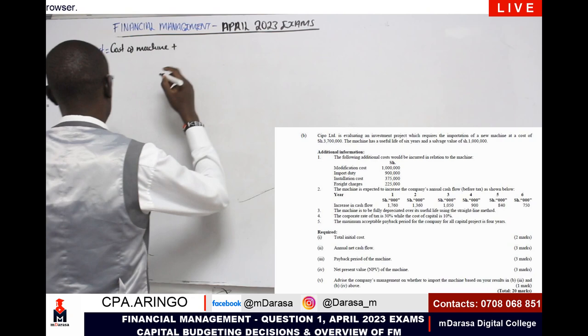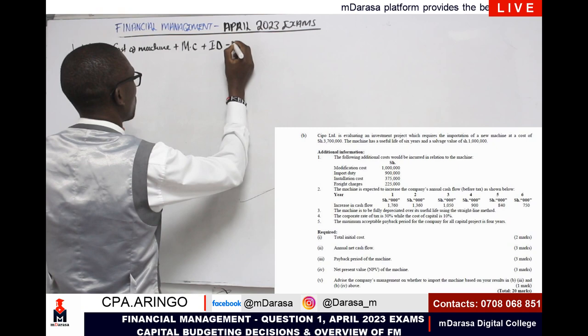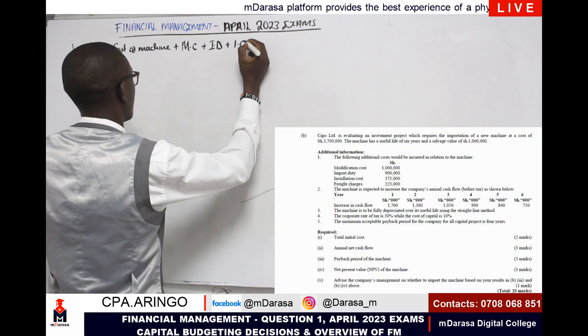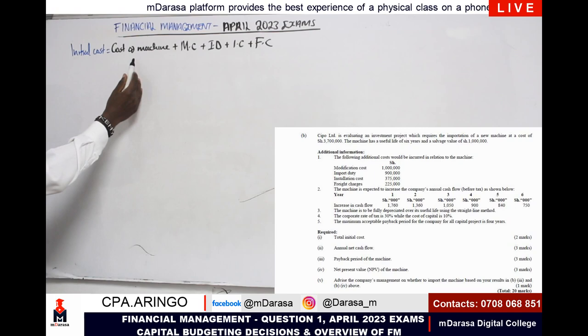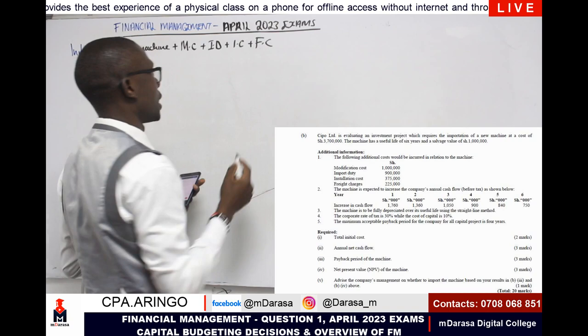Allow me to use MC. I'm going to have import duty. Allow me to use ID. I'm going to have installation cost. Allow me to use IC. I'm going to have basically freight charges. Allow me to use FC. So the cost of the machine, modification cost, import duty, installation cost, and freight charges.